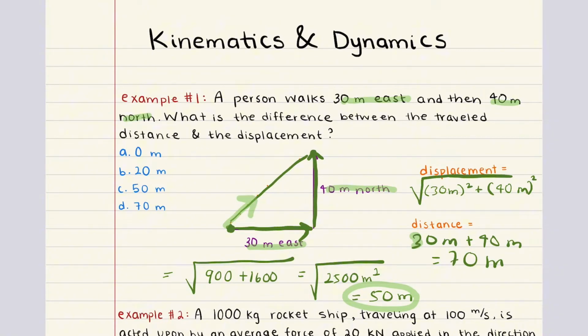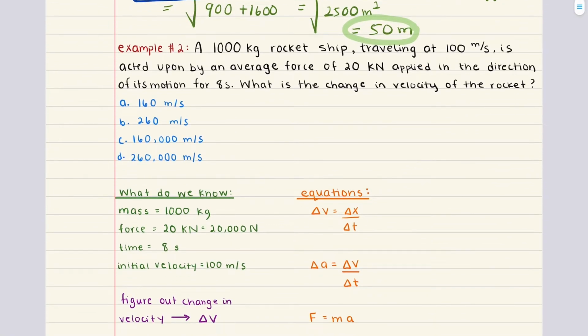Now the problem asks for the difference between the travel distance and the displacement. In order to do that, we're going to have to subtract 70 meters minus 50 meters. That gives us 20 meters. This is our difference between the distance traveled and the displacement, and that corresponds to answer choice B. So problem 1 is B. Let's move to problem 2.